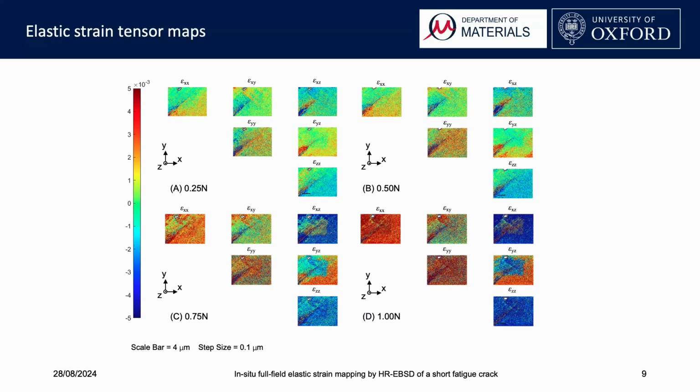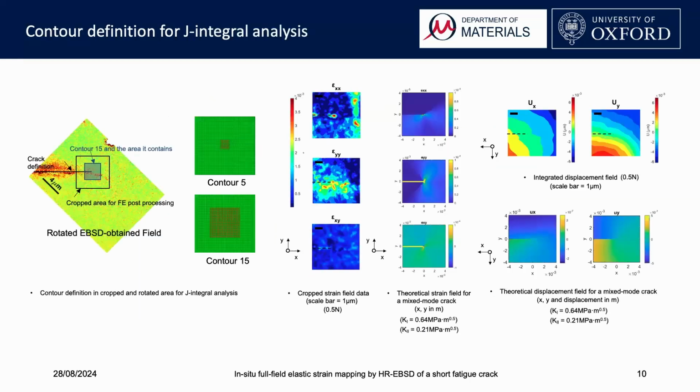You may have noticed some strange rectangular features in some of the plots. These were caused by damage on the sample surface. This damage can significantly affect the Z-related strains, but has a negligible effect on the 2D analysis. To simplify the finite element post-processing, the strain field data were cropped and rotated to align the crack horizontally.